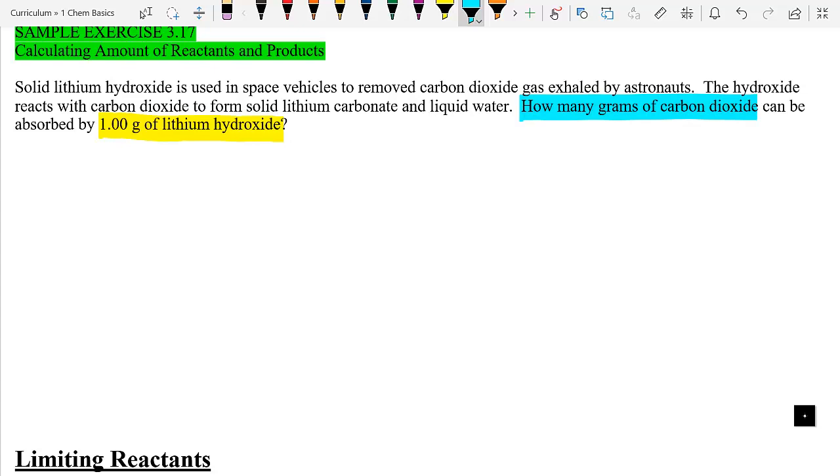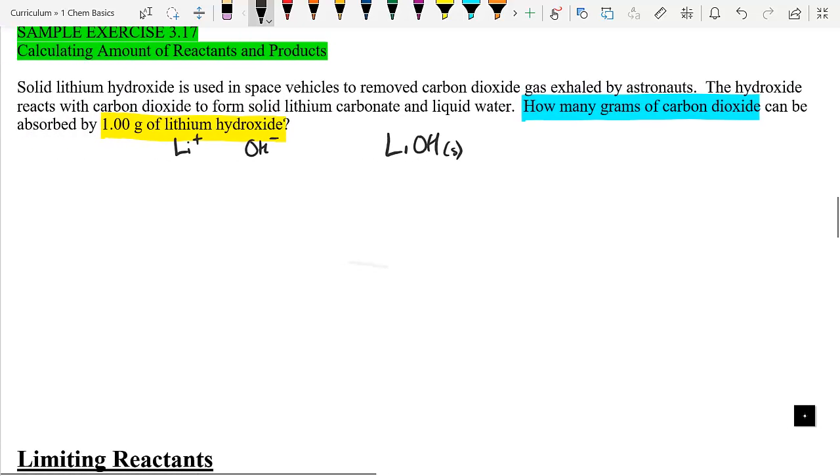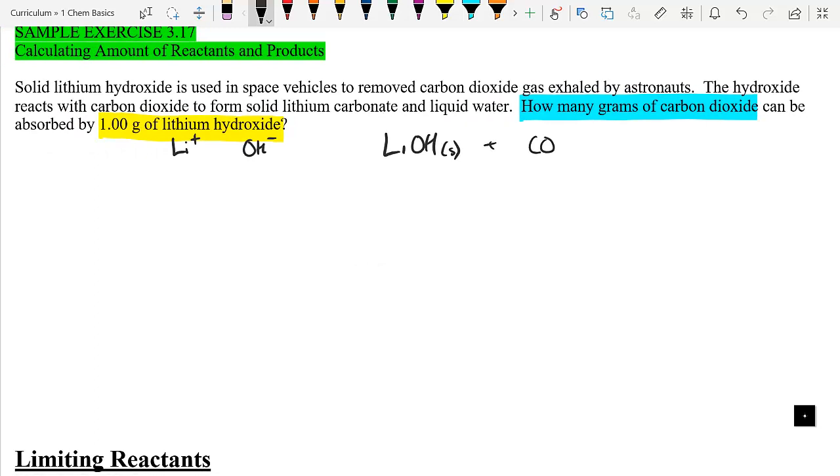So in this problem, what's going to be a little bit trickier is we're going to have to figure out a balanced equation first. We've got to think about lithium hydroxide. The way that formula comes together, we've got our lithium ion, the 1 plus, hydroxide ion is a 1 minus. So if I have solid lithium hydroxide, it'll be LiOH as a solid to begin with. Now, it says once again, it's going to form lithium carbonate and liquid water when it reacts with carbon dioxide. So we combine it with carbon dioxide, CO2 solid.